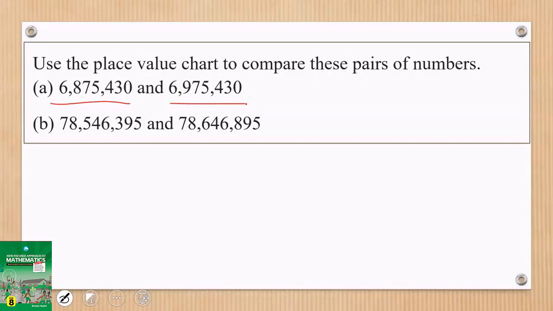So, we have 6,875,430 against 6,975,430 as well. And so when we have to compare these two numbers, what you do is that you look at them in terms of their place value. Starting from the ones, we have 0 here, 0 here, they are the same, 3, 3, the same, 4, 4, the same. Then we have 5, 7, then we have 5, 7 also over there. So right from here, we have the same number.